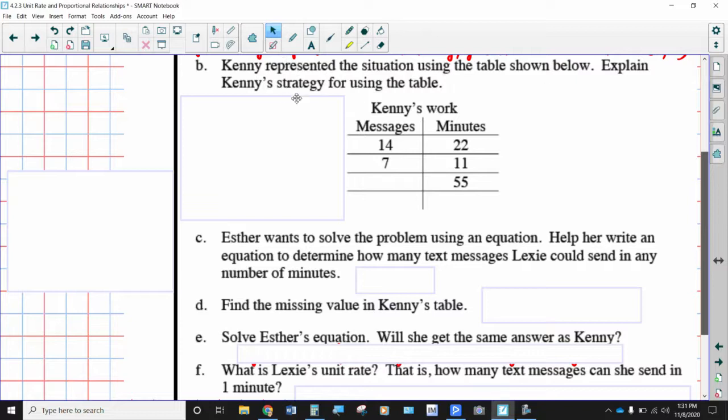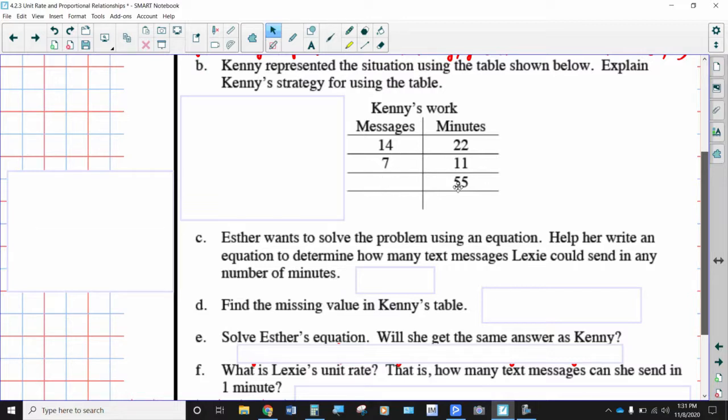Okay, so Kenny represented this, explained his strategy. Then Esther wants to solve the problem using an equation, to write an equation to determine how many text messages Lexi could send in any number of minutes. In other words, figure out what the unit rate is and then put that into an equation like we did in the previous example with the yogurt. Then let's figure out what the answer is.